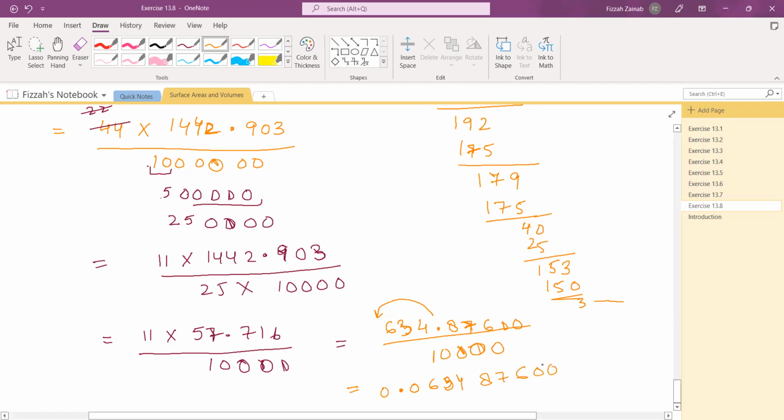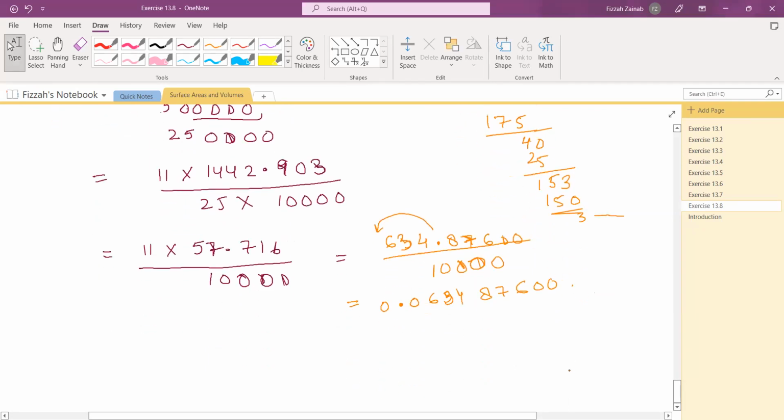Yes, right? Now we have so many digits after the decimal, so I'm simply going to round it off. You can do the round off separately, but I'm doing it stepwise just to make it clear. You can do it separately on paper and straight away write the answer, right? 0.0634876. So first of all, I can remove these two zeros.